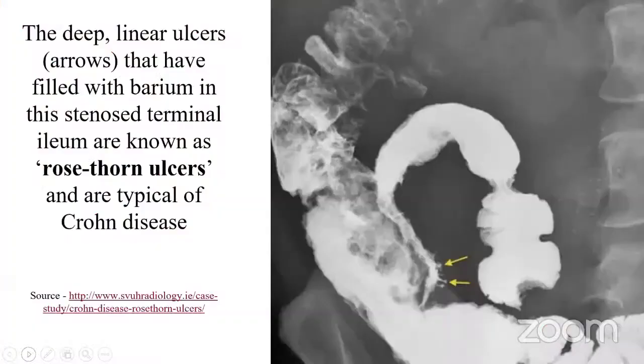If you see this figure, you can see the yellow color markers there. Those yellow color arrows indicate the deep and linear ulcers that have filled with barium in this stenosed terminal ileum, which are also known as rose thorn ulcers, which are classical, typical signs of Crohn's disease.